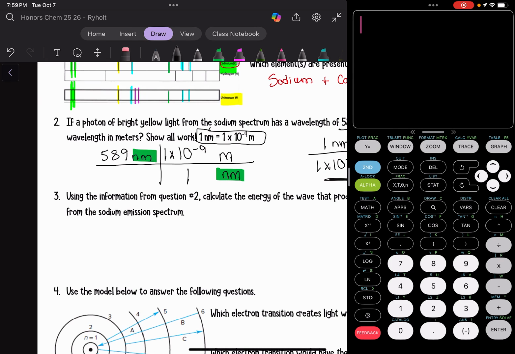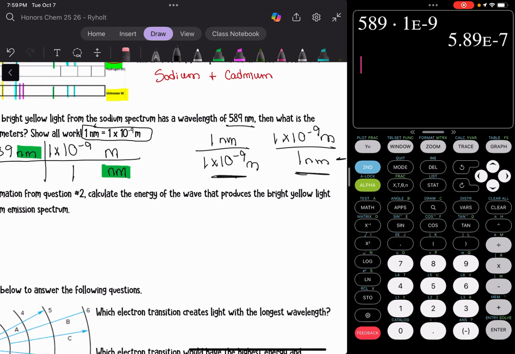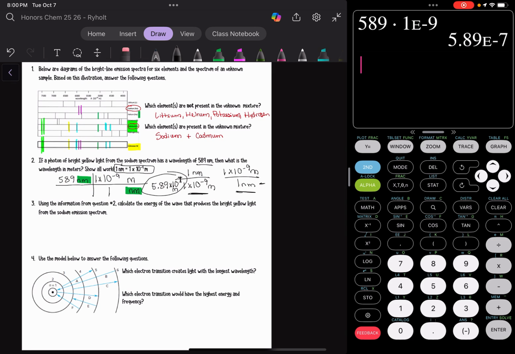All right, so multiplying across the top, it's 589 times 1, second E, and then this -9. Do not use the minus sign. That's going to get you in trouble. And then this ends up being our converted number. Okay, 5.89 times 10 to the -7 meters. Remember, in science, a number is just a number. Without the unit, it doesn't mean anything. All right, so we have to put the meters on there. Okay, so that is our number.